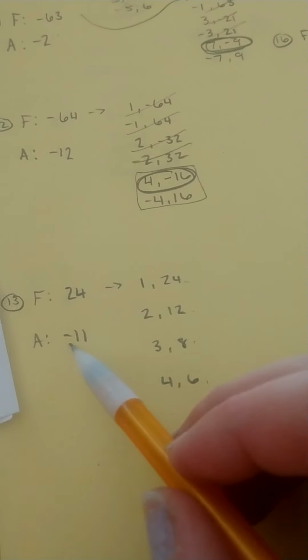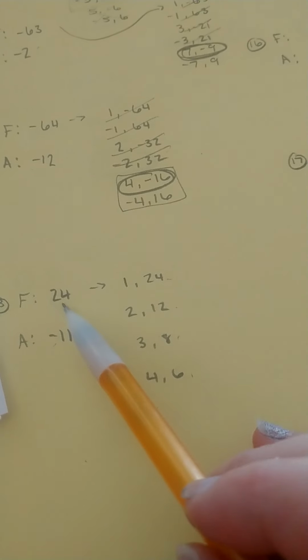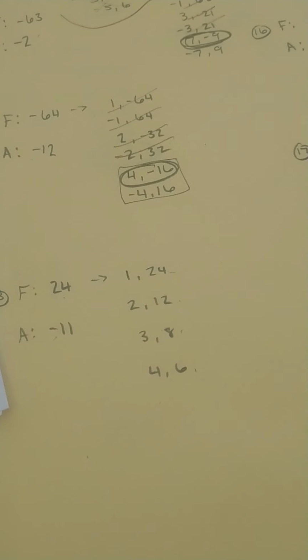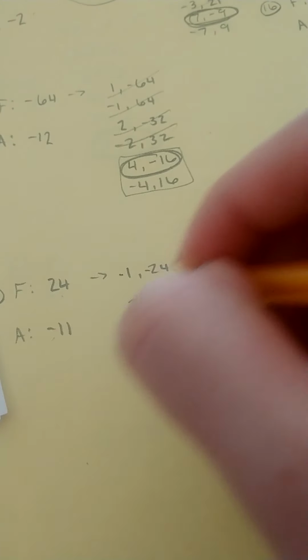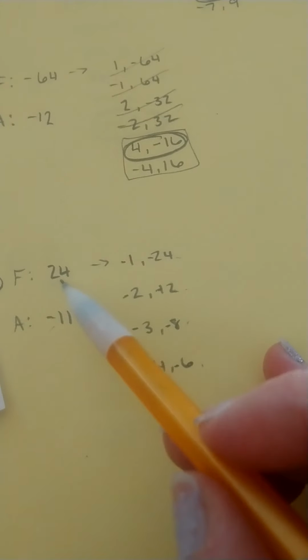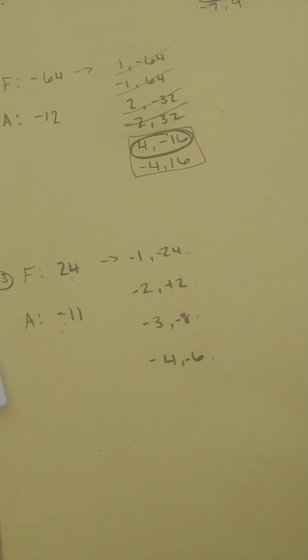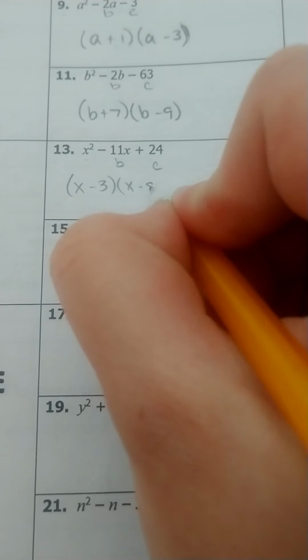We need a negative. Well, the only way to get a positive is if you multiply a positive by a positive or a negative by a negative. So that's negative, negative, negative, negative, negative, negative. So if you have a positive here and a negative here, you're dealing with double negatives. So which of those gives us 11? Well, we already said it, 3 and 8, only now it's a negative 3 and a negative 8. So our factors are going to be x minus 3, x minus 8.